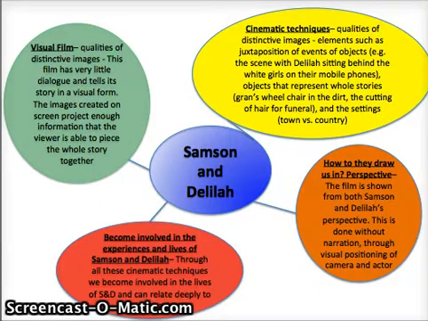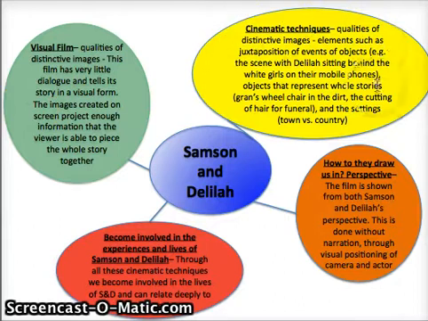Let's look at Samson and Delilah. This is a different kind of text because it's a film. So it's a very visual film, and it has qualities of distinctive images. The film has very little dialogue and tells its story in a visual format. The images created on the screen project enough information that the viewer is able to piece together the whole story. And in many ways, the story becomes even deeper and more layered because there is no dialogue in the film.